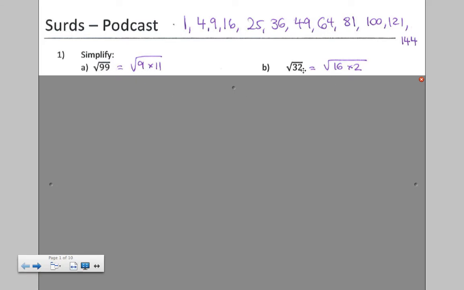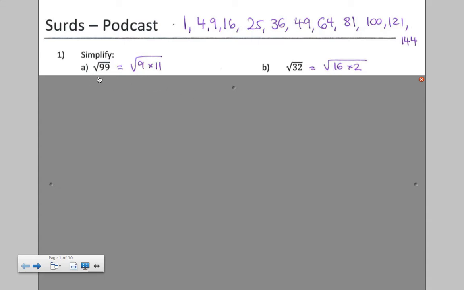99 is a multiple of 9, 32 is a multiple of 16. 32 is also a multiple of 4, but we always try to find the biggest square number. Little hint, always put the square number first. It'll make things simpler in the long run.